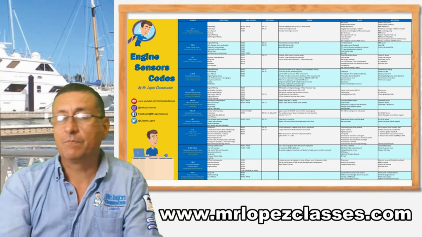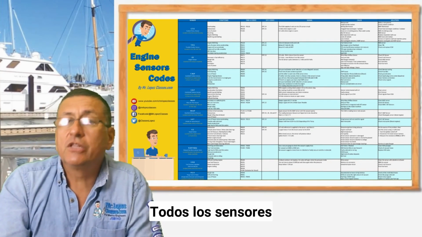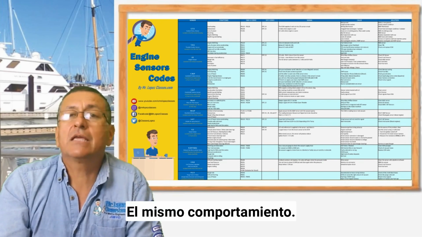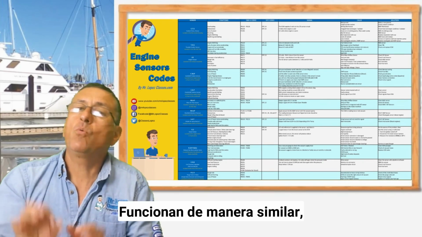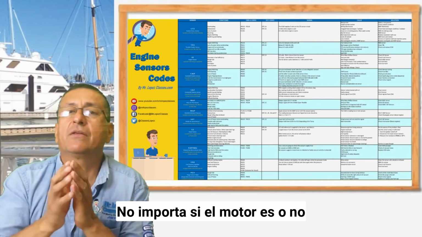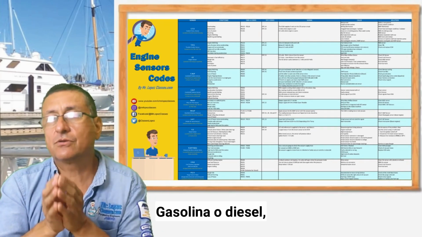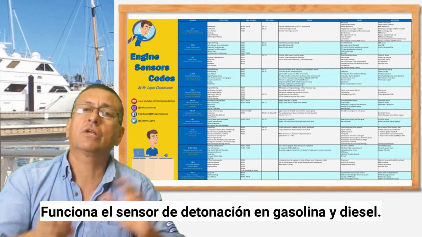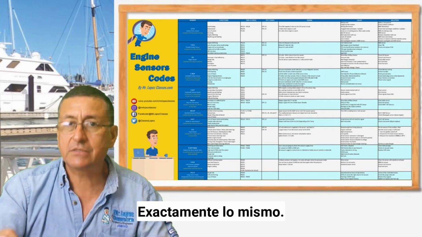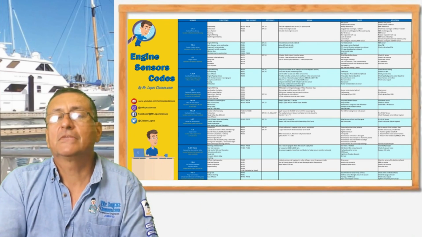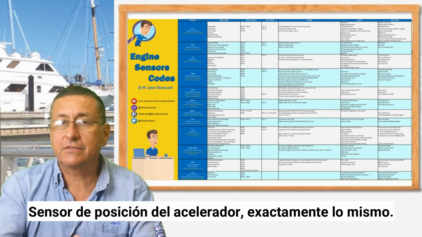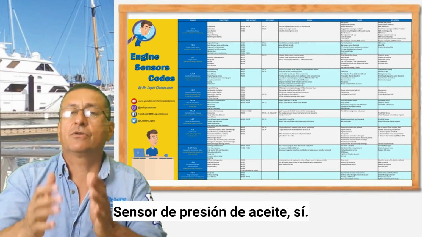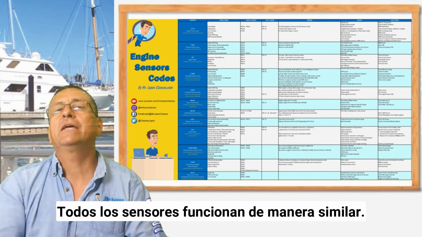Let me explain something. All the sensors have the same behavior. They work in a similar way. It doesn't matter if the engine is gasoline or diesel, they have the same function. The NOx sensor in gas and diesel works exactly the same. The throttle position sensor, exactly the same. The oil pressure sensor, exactly. All the sensors work in a similar way.